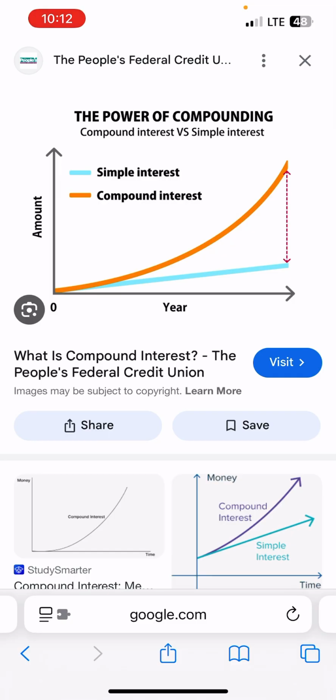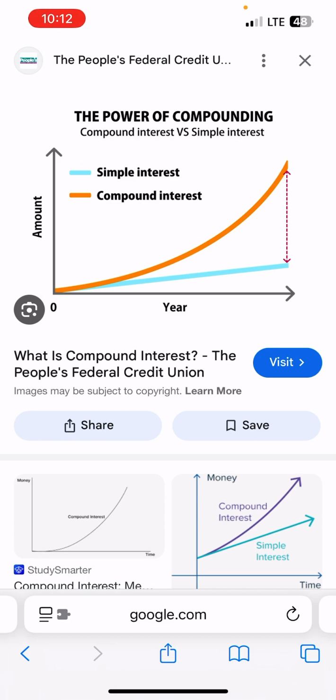Now that interest is added to your principal. So on the next month, when you're going to get charged 1% interest again, you're getting charged 1% off the 1 million plus the 10,000 from last month. That new interest is added to your principal, and again next month, rinse and repeat. So that's compound interest. Cool.